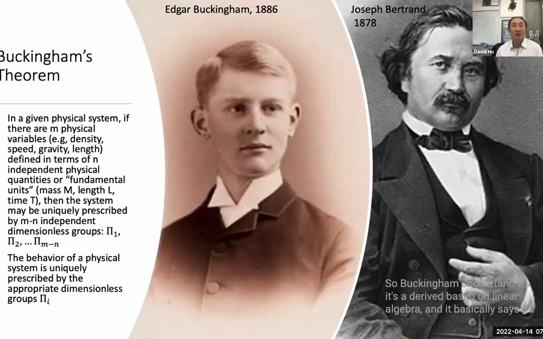So Buckingham's theorem is derived based on linear algebra. And it basically says, if you want to find out the number of groups you need, all you do is figure out the number of variables you have. I'll give an example of this when we look at walking on water. And count the number of units, which are usually mass, length, and time. So usually it's 3 units. And the difference between the number of variables and the number of units, m minus n, will tell you the number of groups you need.